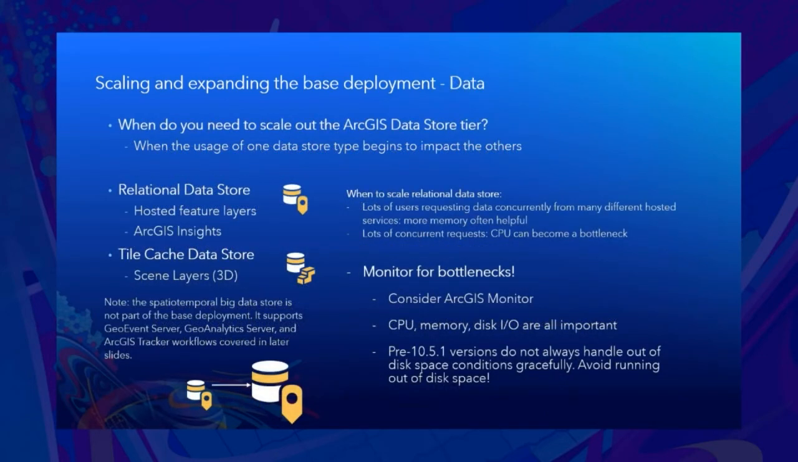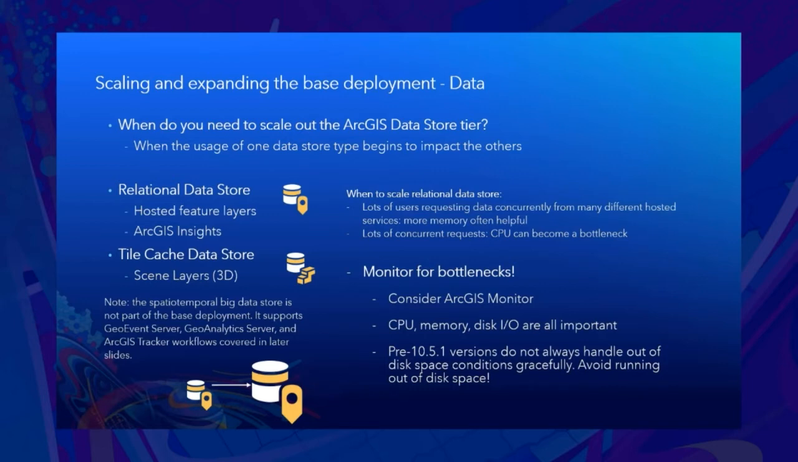From the data tier, when do we need to scale out our ArcGIS Data Store tier? We think about this when one data store type might begin to impact another. So if our relational data store is getting so much use based off of the hosted feature layers or ArcGIS Insights use, and we're really pushing our tile cache data store and the scene layers and the 3D layers, and those things are starting to impact one another.